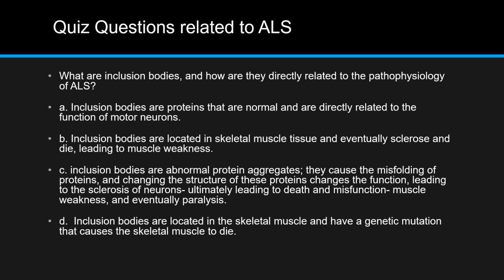Inclusion bodies, A, is not normal. They are genetic anomalies that make proteins misfold. And B, inclusion bodies are not located on the skeletal muscle. They actually originate in the brain with the motor neurons. And then those motor neurons are the ones that connect to the skeletal muscle. So that's my first question.